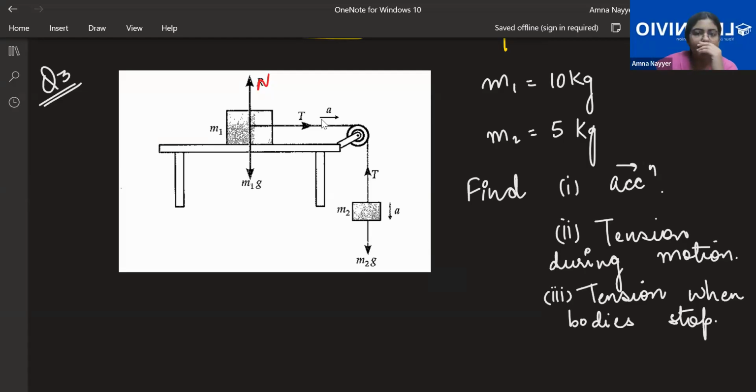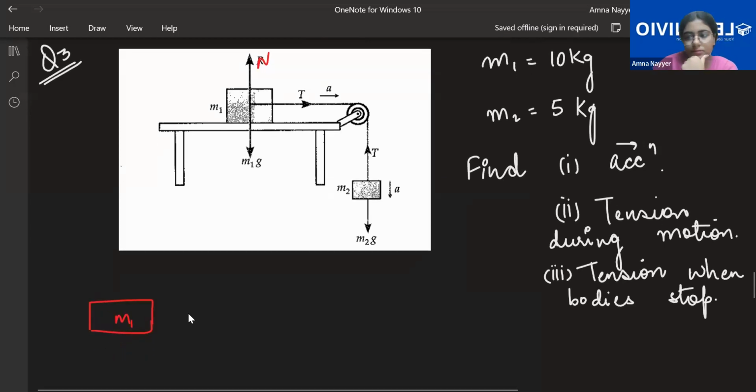Okay, so let's talk about the free body diagram. Neha, let's start with you. You tell me for M1. This is M1. What all forces are acting? Normal reaction, M1G, and tension. Yes, yes, Simra. Just a second. Neha, can you?